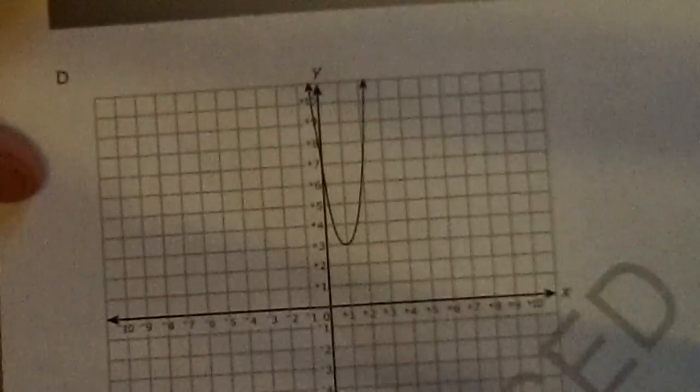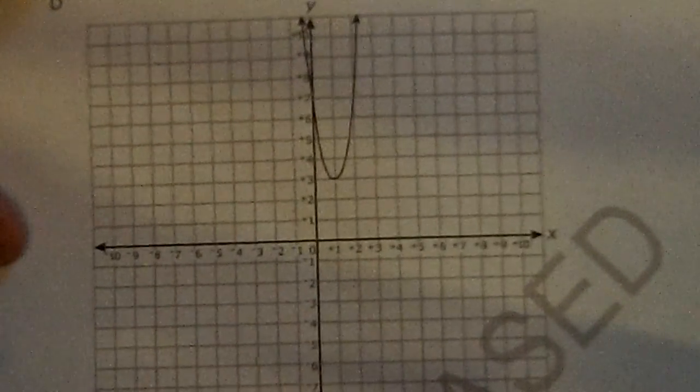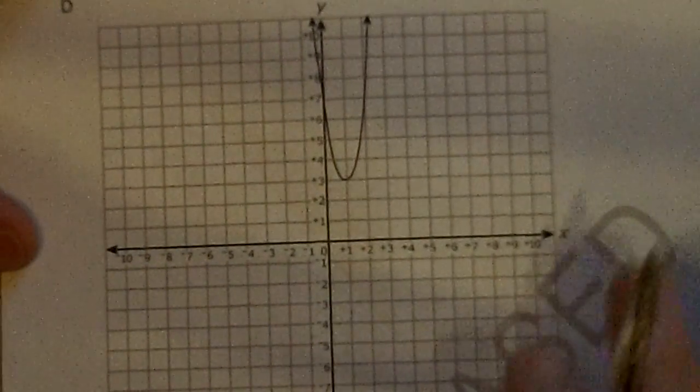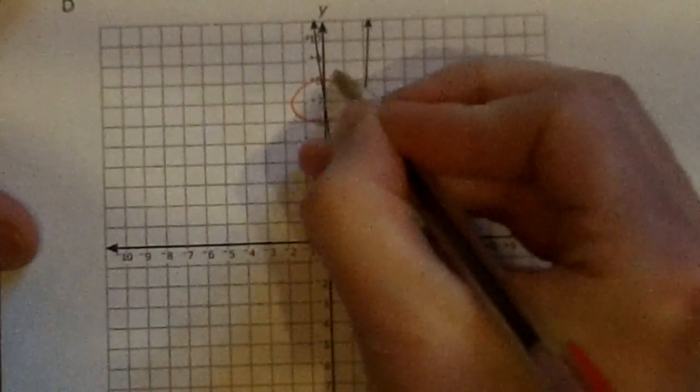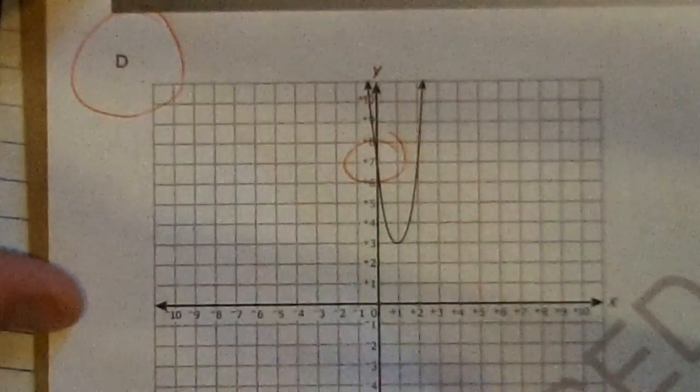Well, I'm hoping answer choice D has a y-intercept of 7, and yes, sure enough, answer choice D is the only one of my 4 answer choices that has a y-intercept of 7. Therefore, answer choice D must be my correct answer.